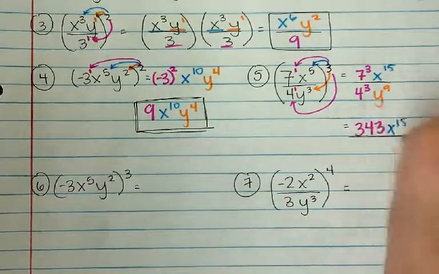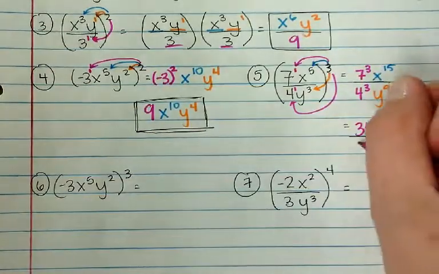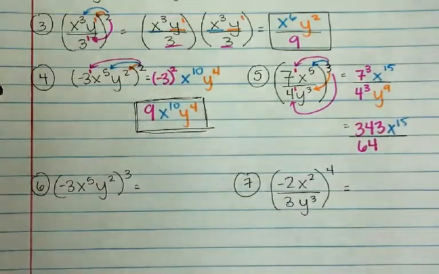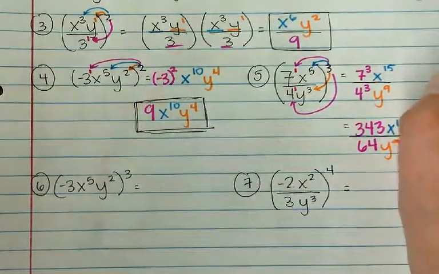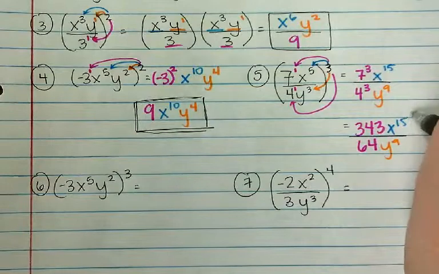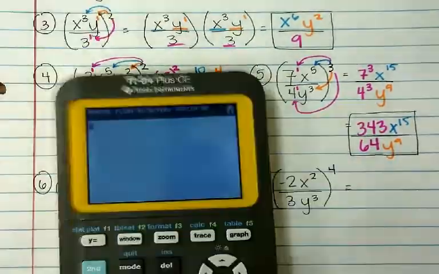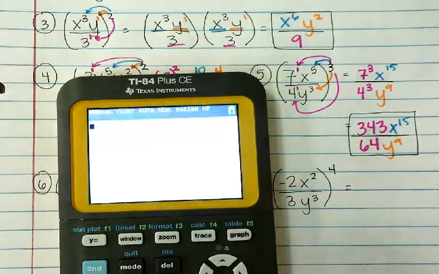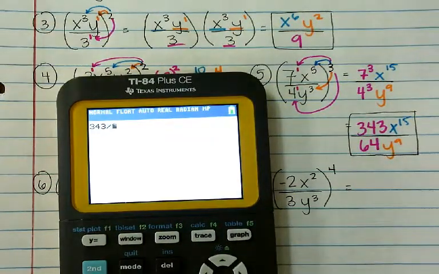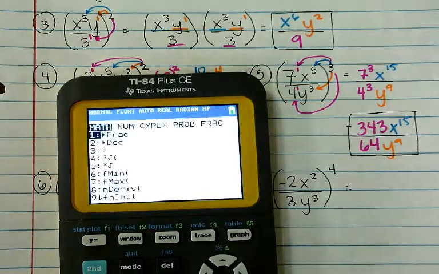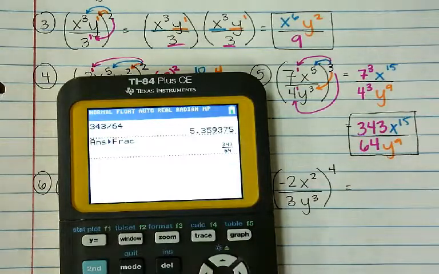Now, I would go ahead, guys, and double check that 343 over 64 doesn't simplify. So I do 343 divided by 64, go math, enter. I still get the exact same fraction, 343 over 64. So make sure your fractions don't simplify. Make sure you don't need to simplify any x's or y's, and you're good to go. Does that make sense, y'all? So you apply that power to everything inside of your parentheses. How do you guys feel about this so far?